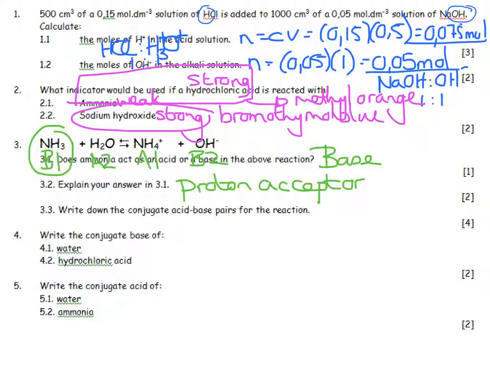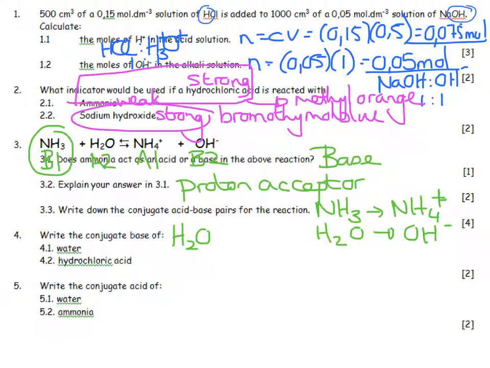Write down the conjugate acid-base pairs for the reaction. So NH3 and NH4+ is your one acid-base pair, and your other one is H2O, OH- is the other pair. Write down the conjugate base of water. Water, once it has lost a proton, so in other words, it's an acid. If you're looking for its conjugate base, it has to behave as an acid, so it's a proton donor and becomes OH-. And HCl donates its proton and becomes Cl-.